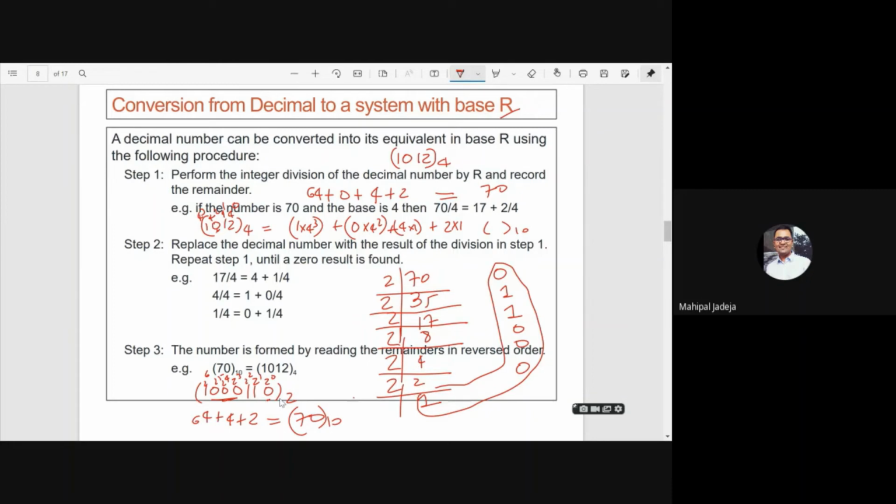So I hope this is clear how to convert any number which is given in decimal to any other base system, right? And the base system can be anything. It can be base 4, it can be base 8, it can be base 2, it can be even hexadecimal. We'll talk about hexadecimal numbers soon in detail. Okay.